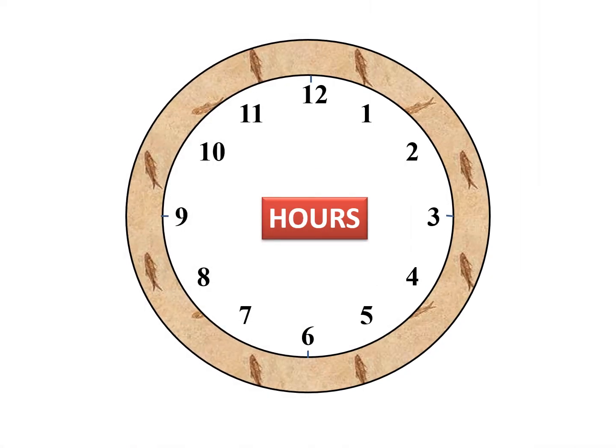Now comes the numbers. Numbers are useful to show times in hours and minutes and seconds. Each clock has numbers from 1 to 12, which show the hours. These numbers are used to know the time by the hour hand. So if we want to tell time, we can say 1 o'clock, 2 o'clock, 3 o'clock, 4 o'clock, and like that up to 12 o'clock.